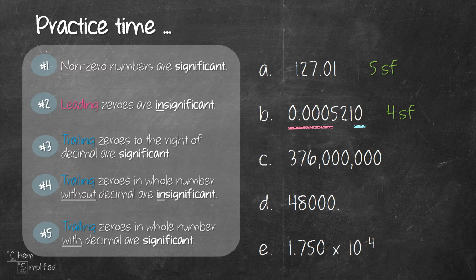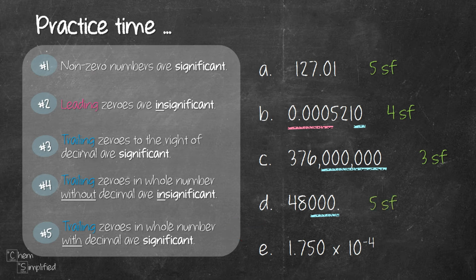The third question, 376,000,000. This number has 6 trailing zeros. Those 6 trailing zeros are in this whole number that doesn't have any decimal point. That means it has 3 Sig Fig. We're following rule number 4 in this case. Fourth question, 48000 point. 48000 point has 3 trailing zeros. Since this whole number has a decimal point, these 3 trailing zeros are significant, following rule number 5. Therefore, 48000 point has a total of 5 Sig Fig.